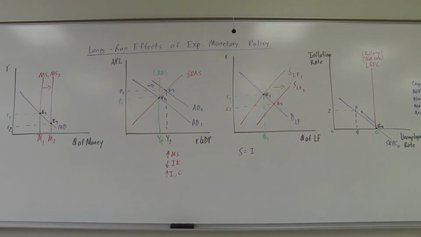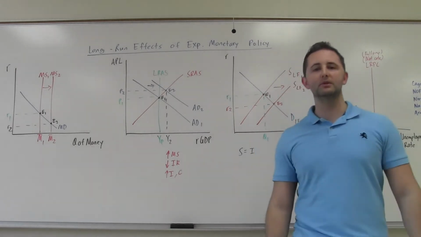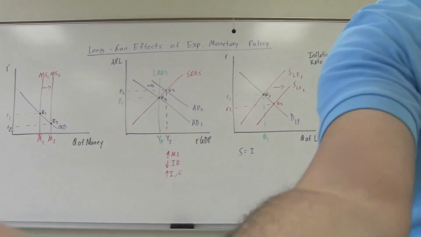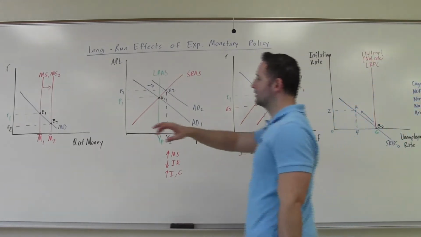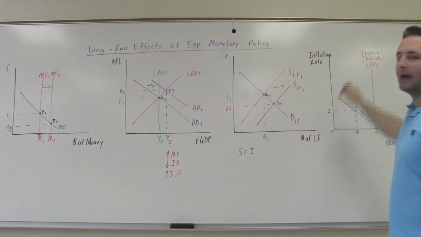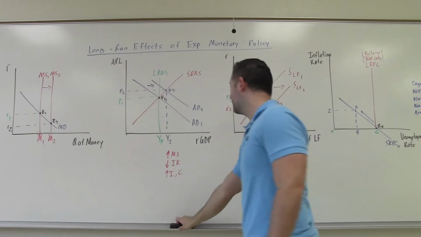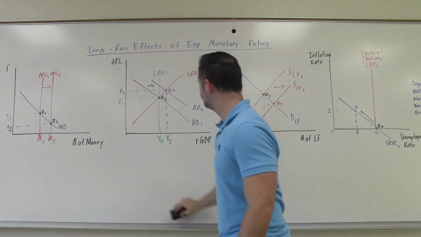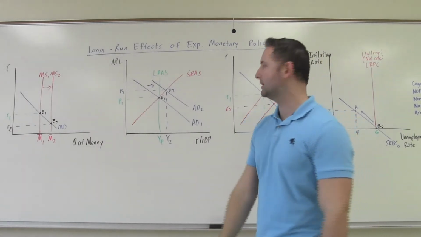All right. Long-run effects of expansionary monetary policy using all four of our models that we have. So, money market, aggregate supply, aggregate demand, loanable funds, and Phillips curve. So, we have shown the short-run effects. We've already dealt with that. So now at this point, how is the economy going to correct itself is what we are dealing with.